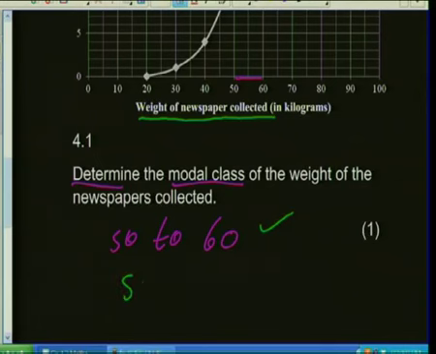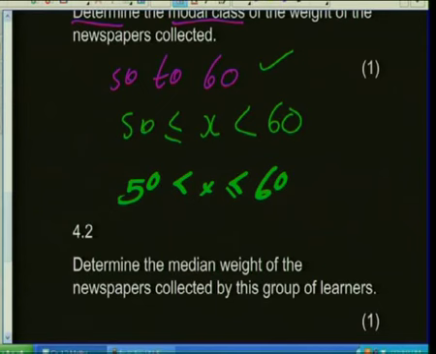Or you can say 50 included, but 60 not included. This is acceptable. Remember, you have to choose one. Or you can also include the 60 but exclude the 50. So one of these is correct. That is your modal class in this case. Okay, good. Next problem.